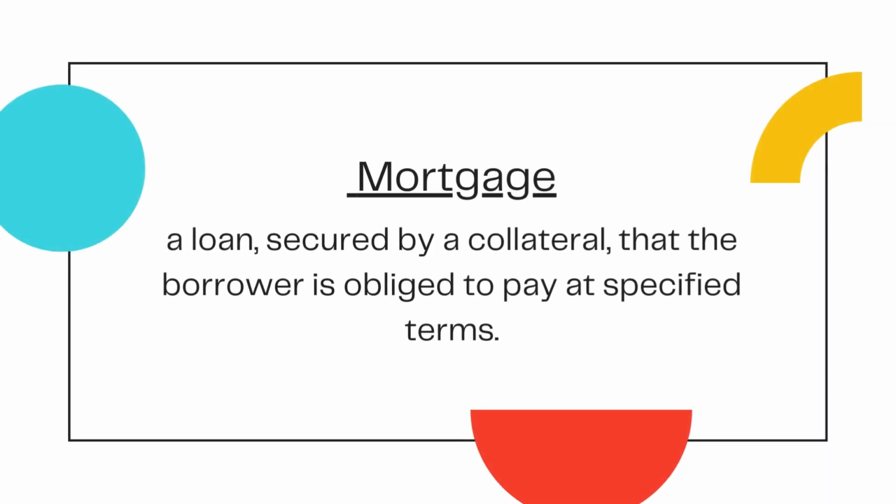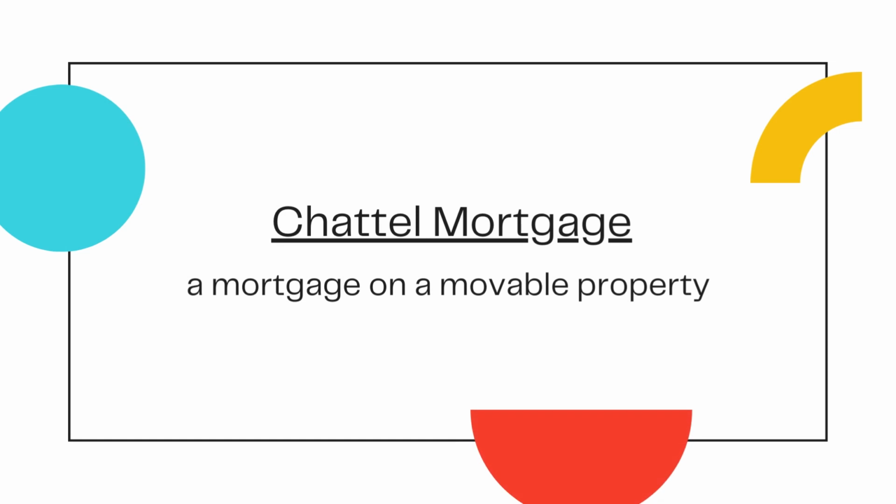Next term is the mortgage, a loan secured by a collateral that the borrower is obliged to pay at a specified term. So when we say mortgage, we have a loan and that loan requires us to secure a collateral. So that is what is called a mortgage. Most of these can be a business loan or a consumer loan, any of the two or both, as long as they require a collateral, that is what we call a mortgage. Okay?